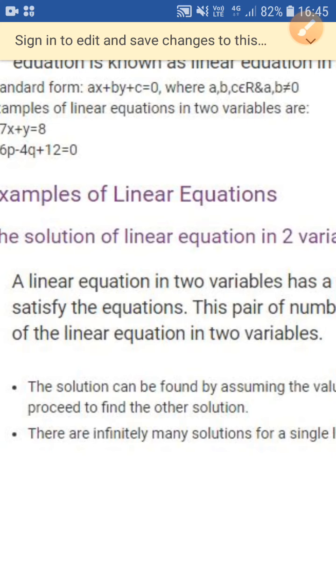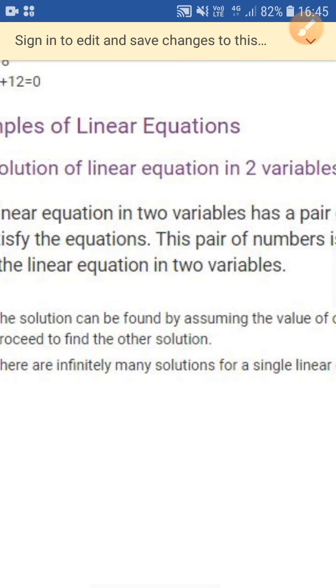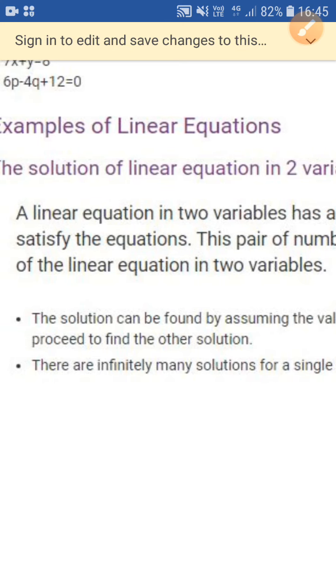Why do we need a pair? Because there are two unknowns, x and y, and we have to find the values of both x and y, such that when put into the left hand side or the right hand side, the left hand side becomes equal to the right hand side. So this ordered pair of x and y is called the solution of the linear equation in two variables.